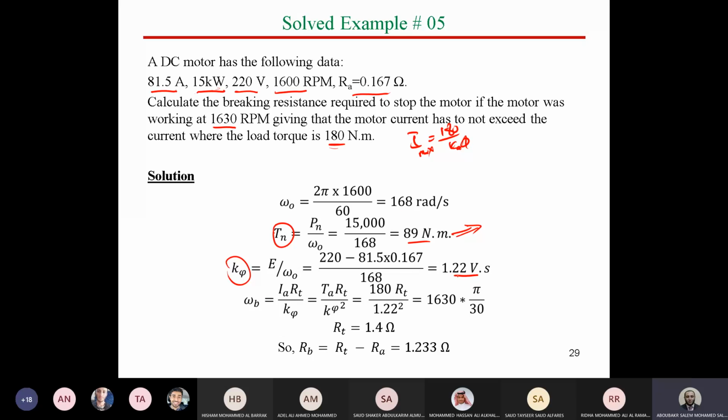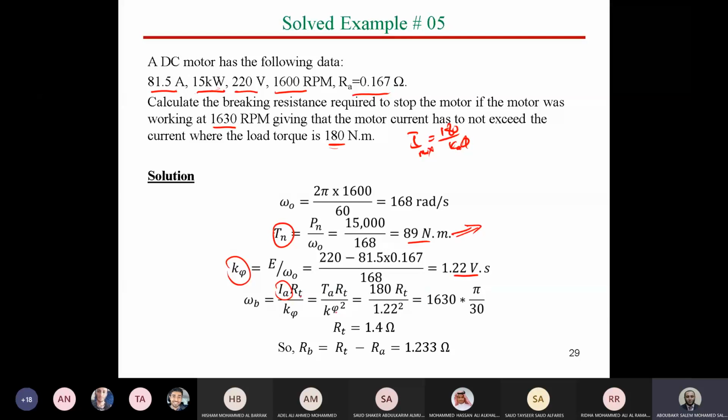Now going to the braking mode, which is in the other quadrant. We need the value of resistance. So we can say omega B equals IA multiplied by RT over K phi. Omega B multiplied by K phi, which is the EMF, is equal to IA RT, because EMF is equal to current multiplied by total resistance. Now you can replace the value of current, because we don't have the maximum current value, by T over K phi. So we can say T multiplied by R total over K phi square.